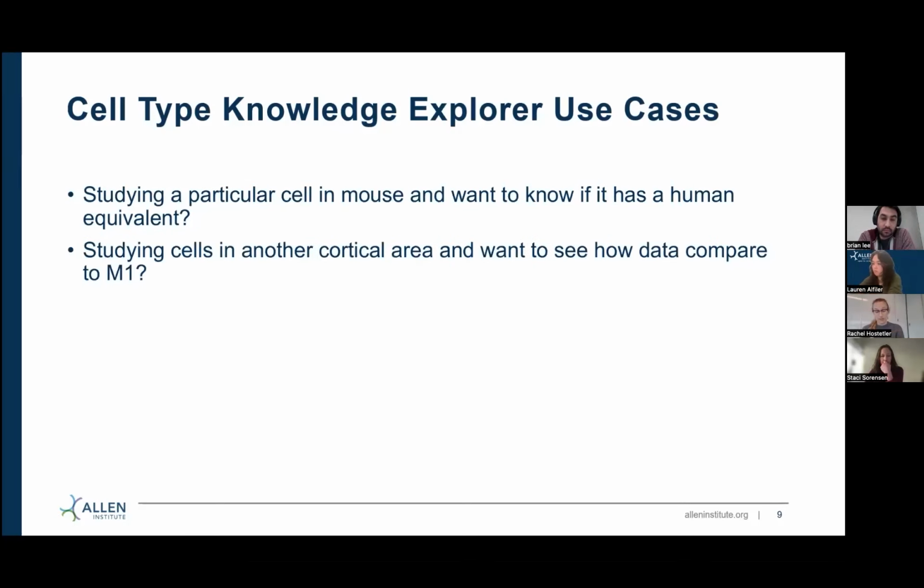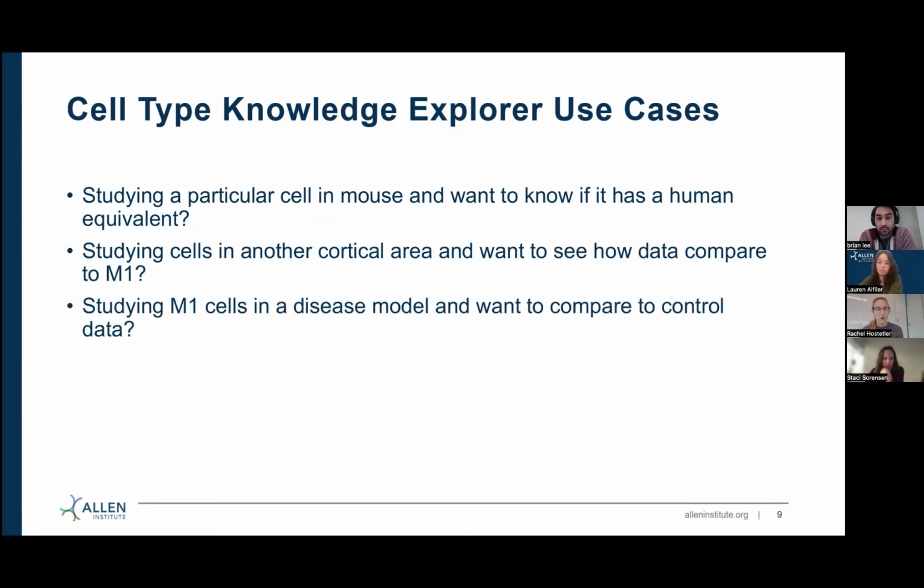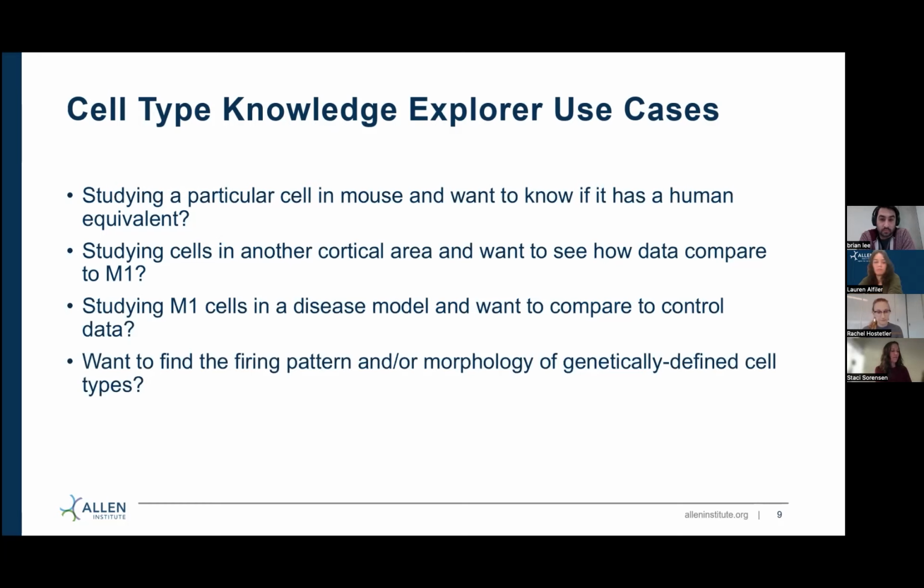Again, perhaps you're studying some cells in another cortical area, like we just mentioned. Maybe you're studying cells in somatosensory cortex or visual cortex, and you're curious how that compares to data in motor cortex. Or if you're studying motor cortex cells in a disease model, right? All of the data here was shown from healthy, non-diseased control mice. So if you're studying a disease model and want a comparison, perhaps for your morphology, for your electrophysiology, for your transcriptomic data, here's a control that you could compare to.